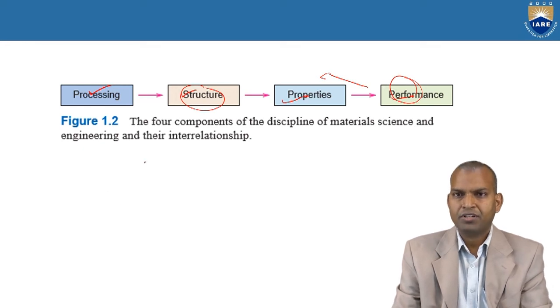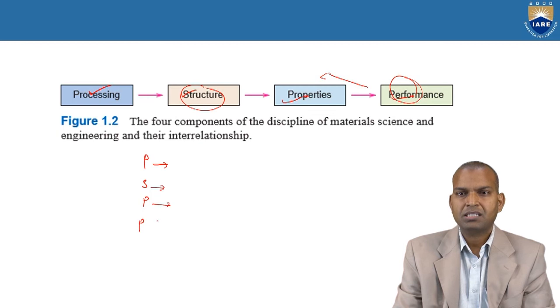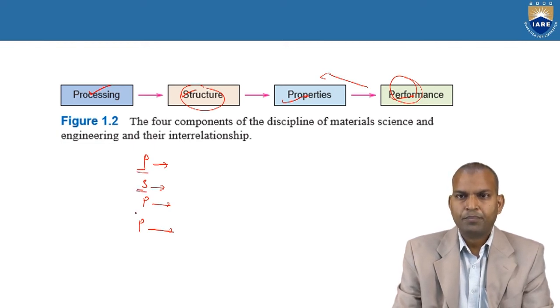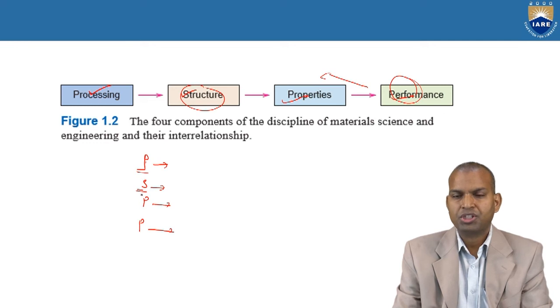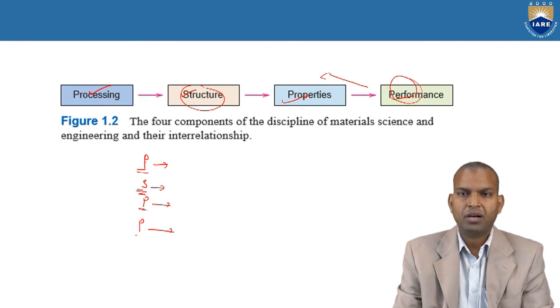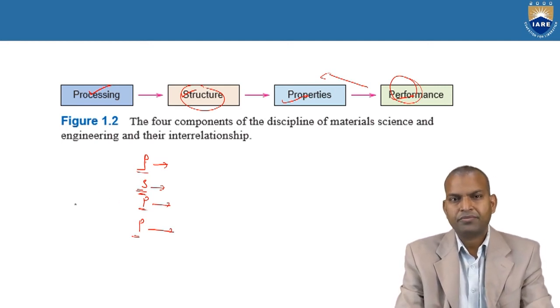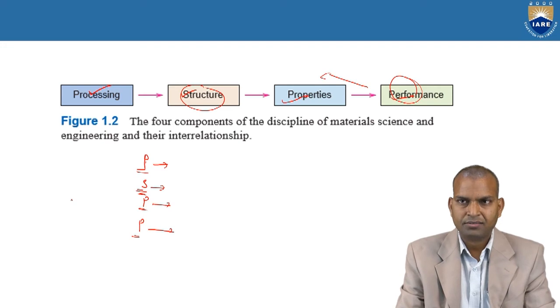To remember it, very simple: PSPP. The first P is for processing, S for structure, P for properties, and another P for performance. So this is PSPP: processing, structure, properties, and performance. These are the four components required in the discipline of materials science and engineering.